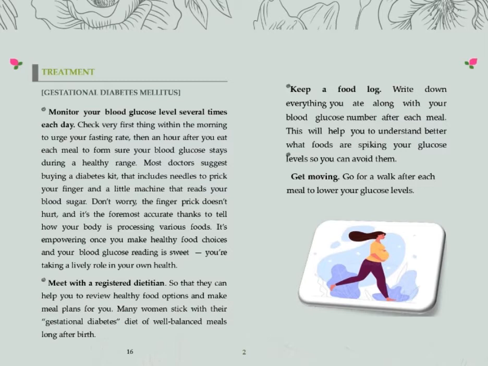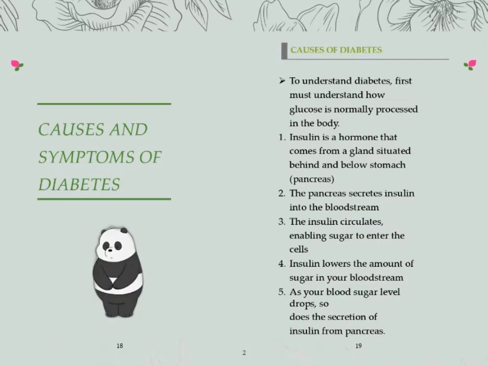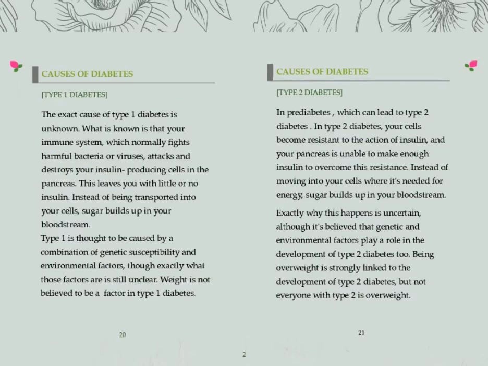And secondly, the patient with diabetes should meet with a registered dietitian to get a review of healthy food options. And the last one is they should try to keep a food log and always keep moving to lower their glucose levels. And now let's move on to the causes and symptoms of diabetes.